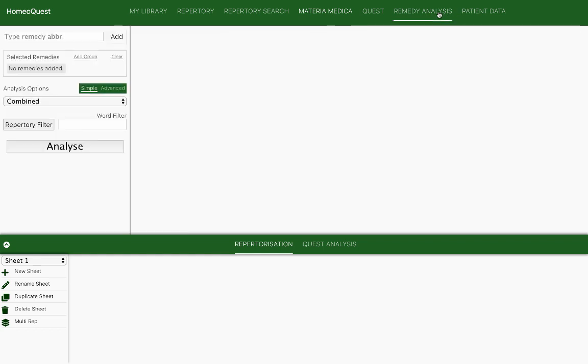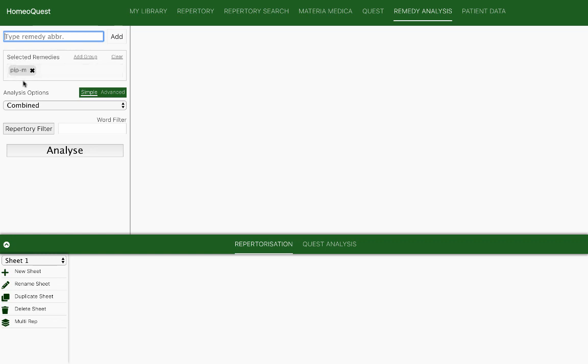Now let's look at remedy analysis, and let's look at the fine tuning. To select a remedy, this column is where you type in the remedy abbreviation. We were looking for Piper, and if you type PIP, the first few letters, you will see some options, and we're looking at this one, which is Piper Methysticum. You just click on that, and that remedy gets added here to the selected group. If you want to remove a remedy, you say clear, or just click on this cross here. If there are lots of remedies, you say clear, and it clears this entire group of selected remedies.